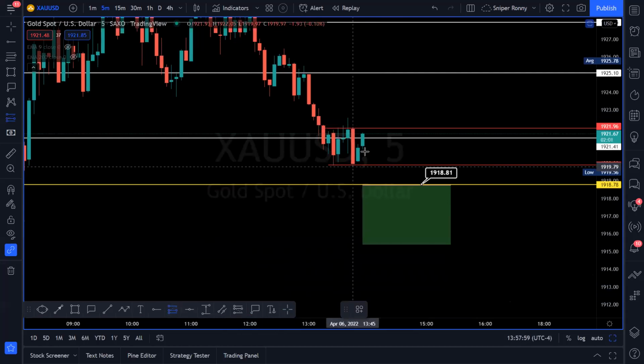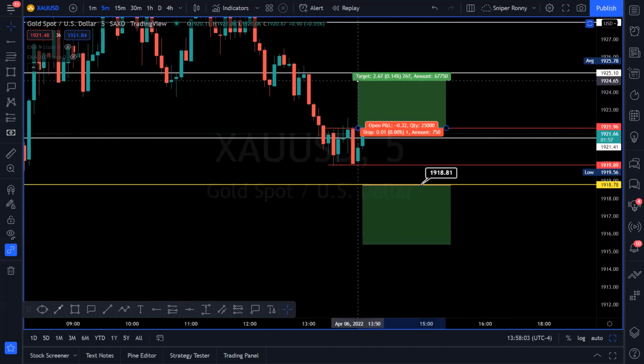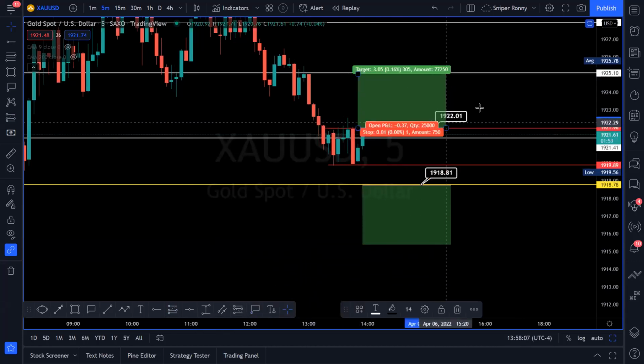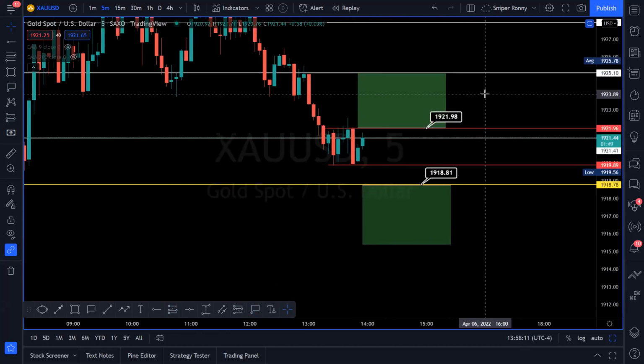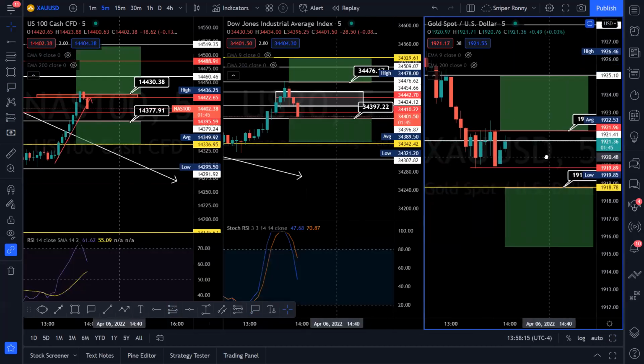If we're looking for gold to break above here, look for a break and close, and maybe it can push right up to that hourly level, right up to there. And we'll see the 1922 area, and maybe it gets up to 1925. So we'll keep gold over here.